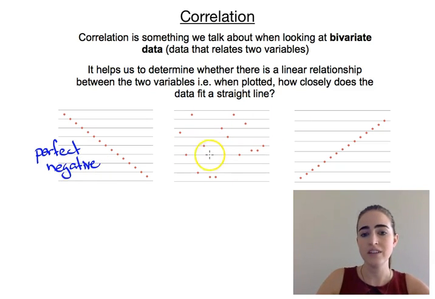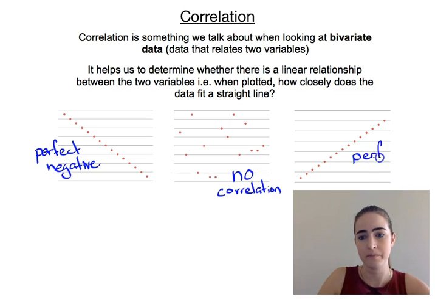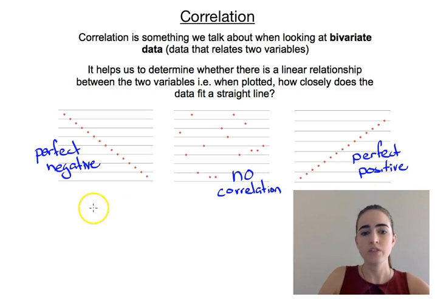This one in the middle here, there's not really any straight line in any direction, so it doesn't appear to be any relationship there, so that would have no correlation. And this last one over here, again, these data points line up perfectly in a straight line, so there's a perfect positive linear relationship there. So we can use words as well.